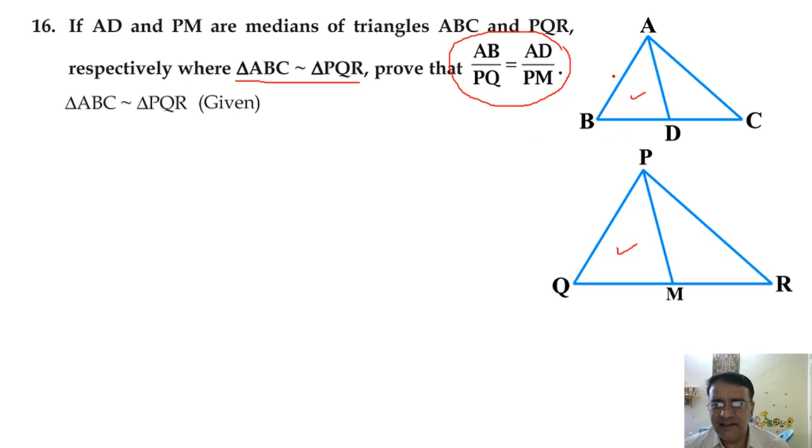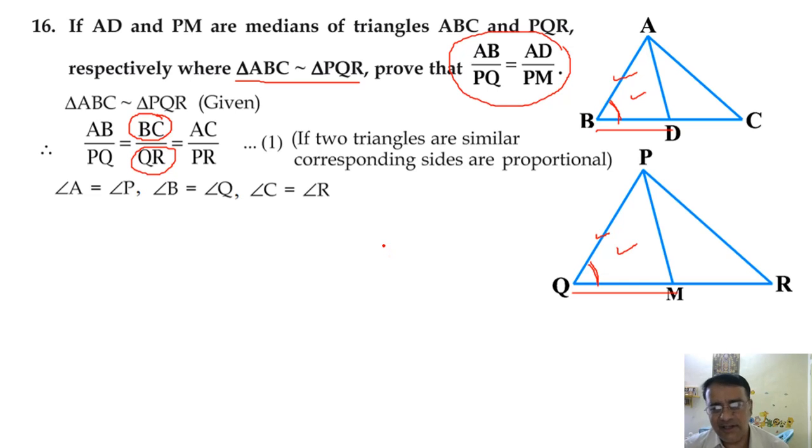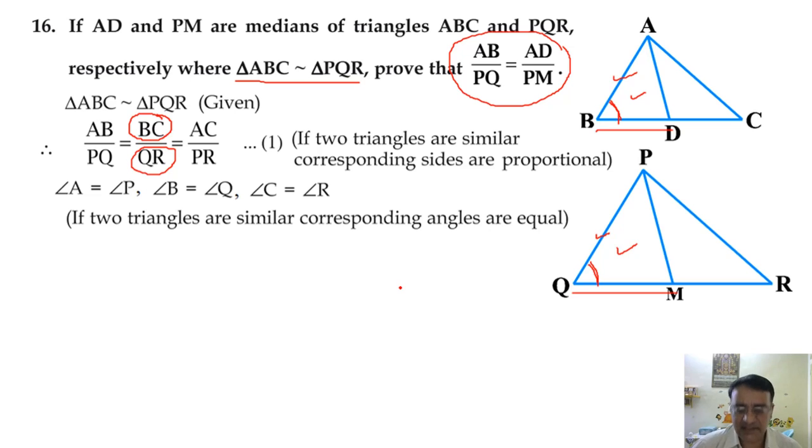So if this is given, AB upon PQ is equal to BC upon QR is equal to AC upon PR, corresponding sides of similar triangles. Now in place of BC, I can write 2 times BD. In place of QR, I can write 2 times QM. And these two angles will also be equal. Why will these two angles be equal? Corresponding angles of similar triangles. All corresponding angles are equal. If two triangles are similar, their corresponding angles are equal.